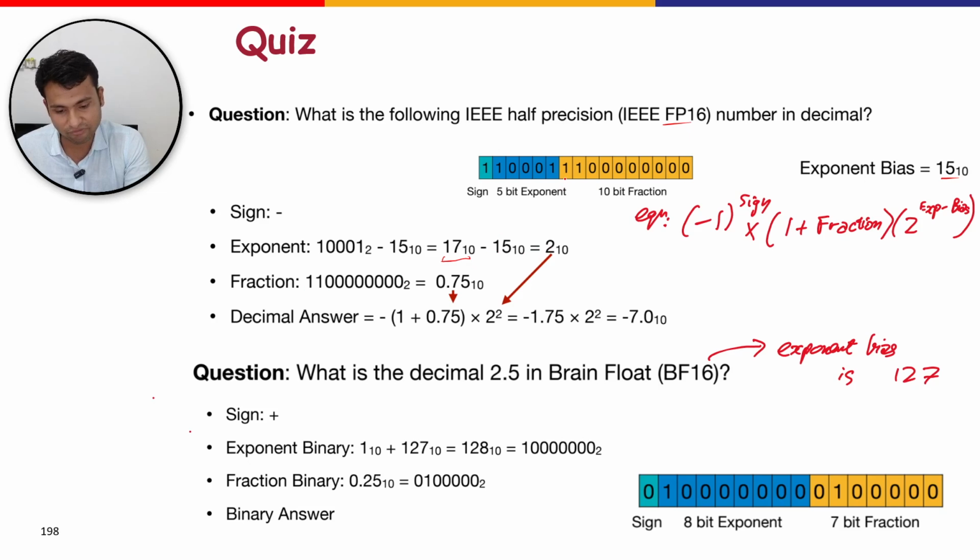And the fraction part, if you look at it, is simply 0.75. You just add these two bits. So the decimal answer, what this number represents in decimal, is nothing but negative 1 times 1.75, times 2 raised to the power 2, the exponent which you have calculated.